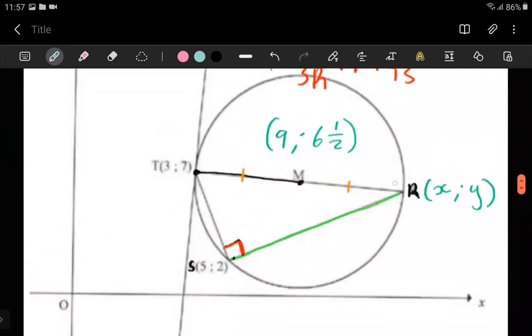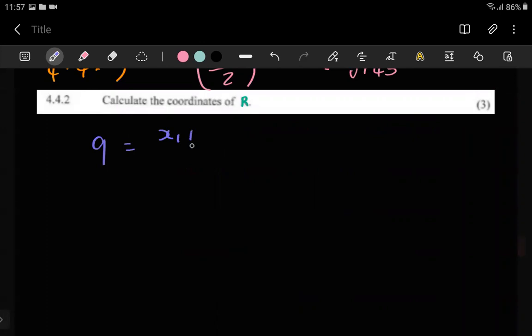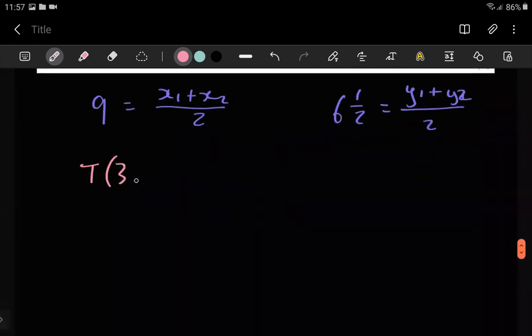And as you say it here, we're just going to use the midpoint formula because we can see that M is in the middle of T and R. So we know that 9 is the X value of the midpoint. So we know that 9 is equal to X1 plus X2 over 2. We know that 6.5 is the Y value of the midpoint. So Y1 plus Y2 over 2 is equal to this, of which we know what T is. T is 3 and 7. So we're going to have here 9 is equal to 3 plus X2 over 2.